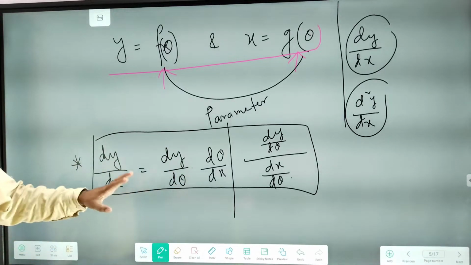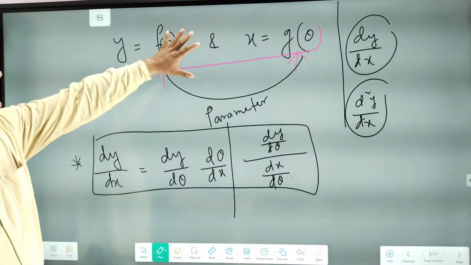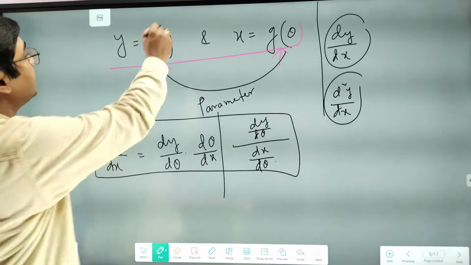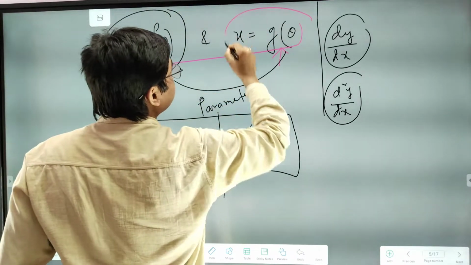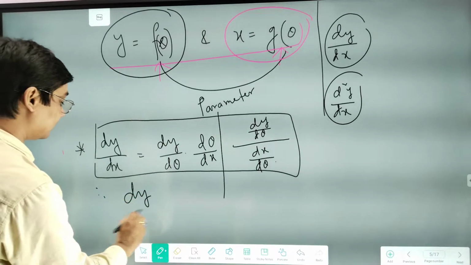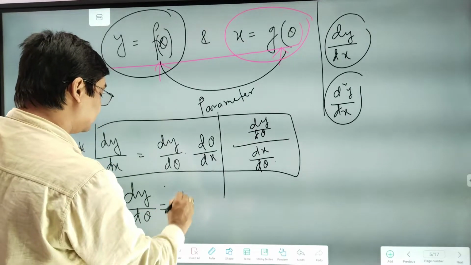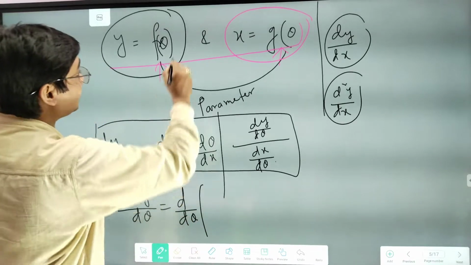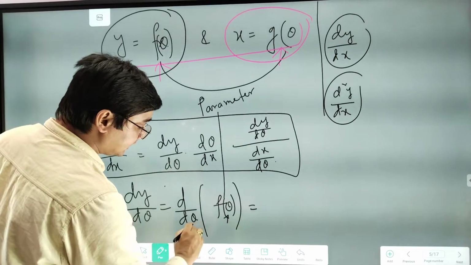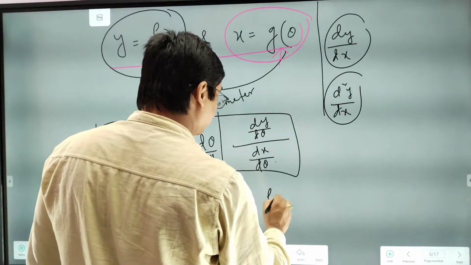By using these formulas, we can easily find the derivatives of this function. Now you see how we can find them. Here y is equal to f of theta, x is equal to g of theta. This is given. Now just find dy by d theta. What will be dy by d theta, guys? It will be d by d theta of f of theta. Here is theta, here is theta, so the derivative with respect to theta we can easily find. This will be f dash theta.